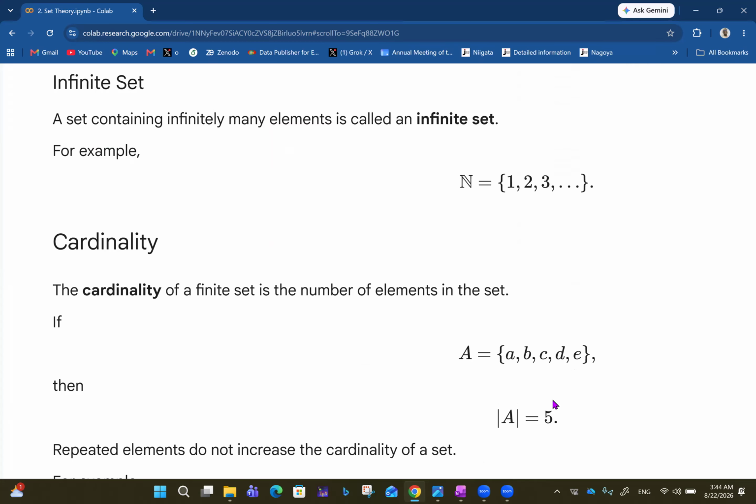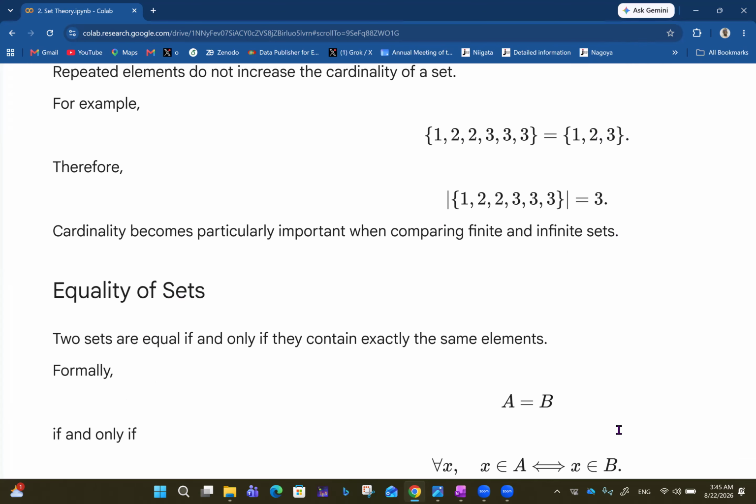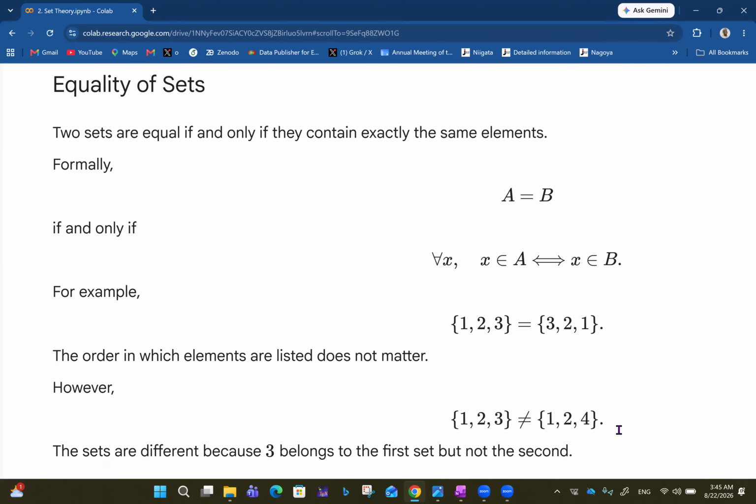And that's why when you come into Python, if you are learning Python, you discover that sets are data structures you use if you want to avoid duplication. So for example, you have 1, 2, 2, 3, 3, 3. This is just the same thing as 1, 2, 3. So the cardinality of this set is simply 3 because it contains 1, 2, and 3, no matter how many times you repeat any of the elements. So cardinality becomes particularly important when comparing finite and infinite sets. You can get finite cardinality for finite sets, and for infinite sets, it becomes a bit more challenging.